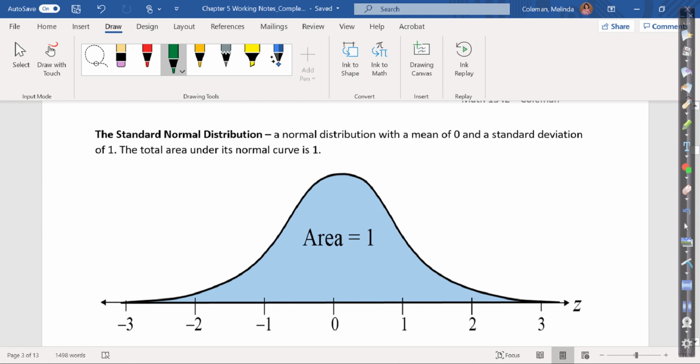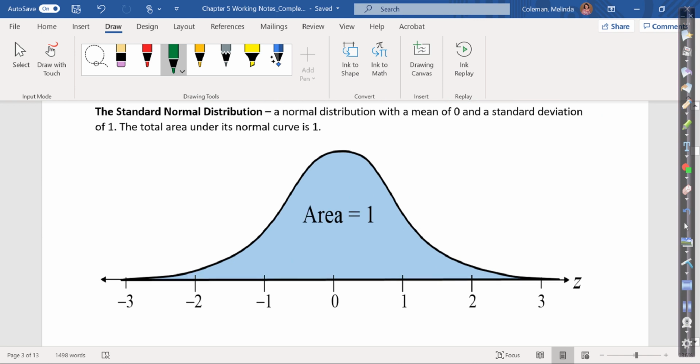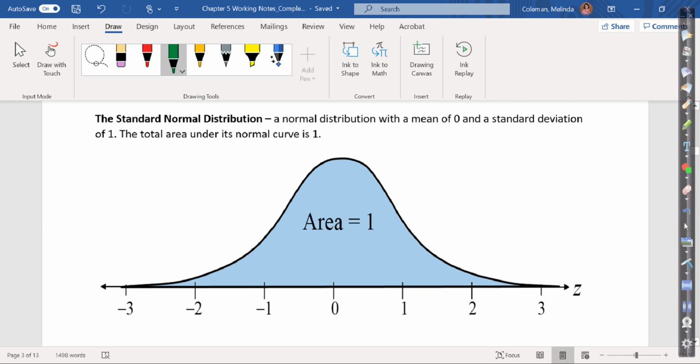So what does the standard normal distribution do? Well, the standard normal distribution says we are going to take our curve, our normal distribution. We're going to end up with a mean of 0 and a standard deviation of 1. So the mean is going to be 0. The standard deviation is going to be 1.